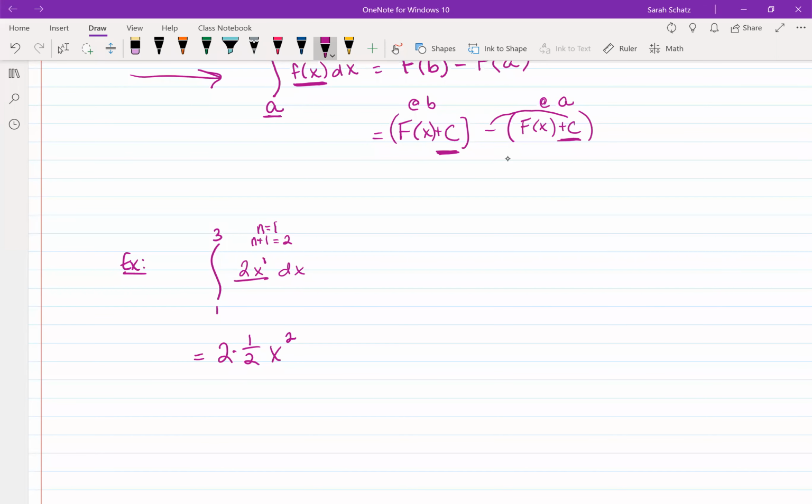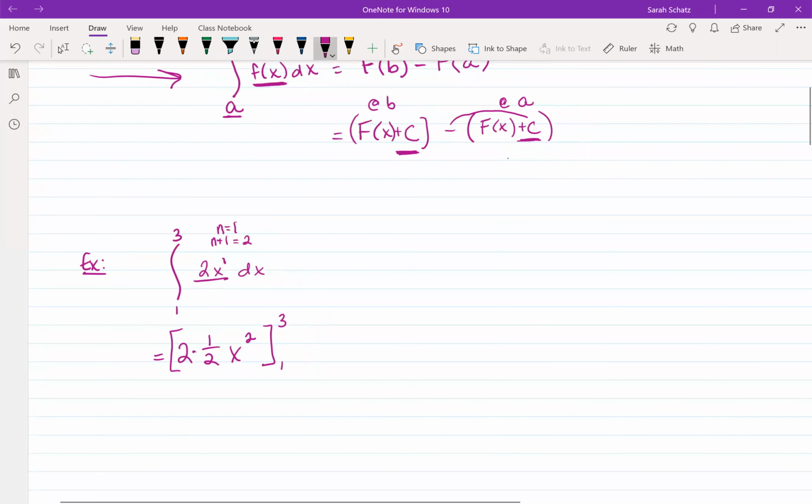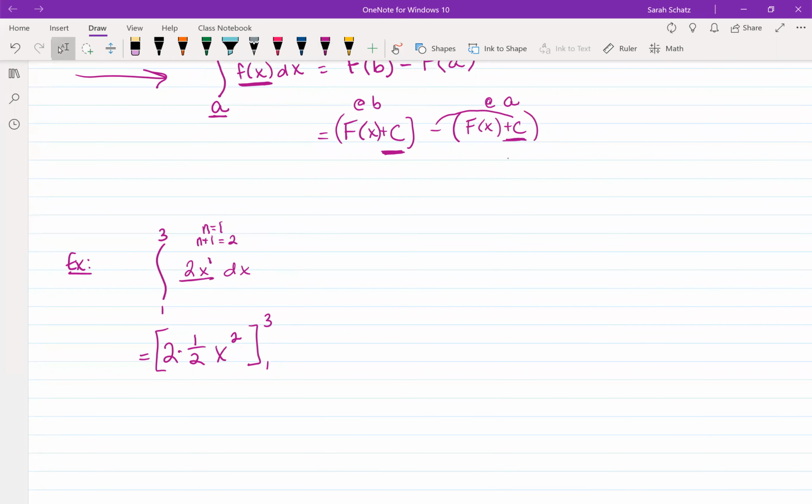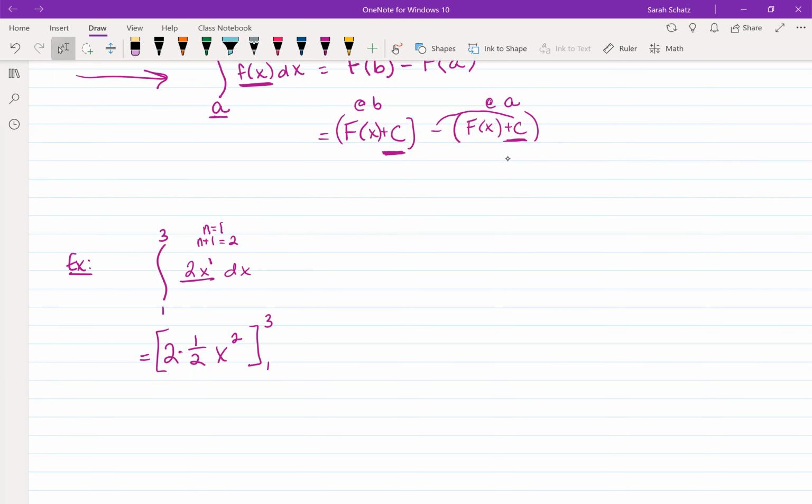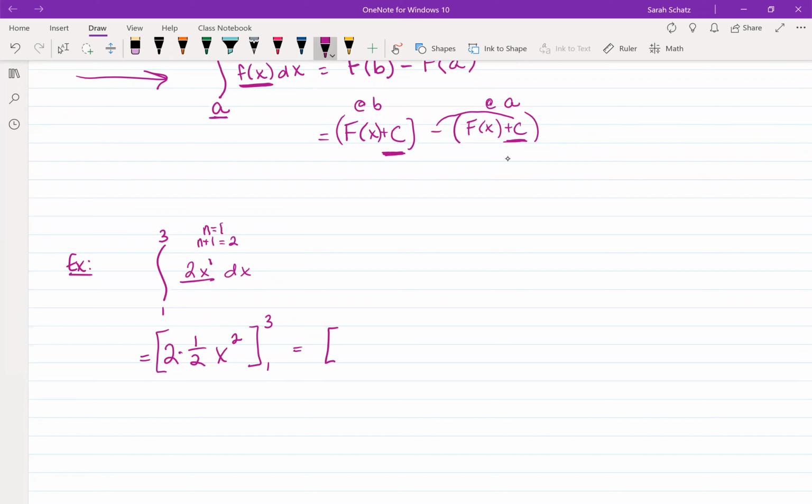Remember, I don't need a plus c because I'm going to take this function and evaluate it at 3 and at 1, and subtract. And notice how I put it in a bracket and then I put the bounds on the outside. This is my notation for taking this function from 1 to 3. If you're doing your homework, you might see this a little bit differently, without the brackets.